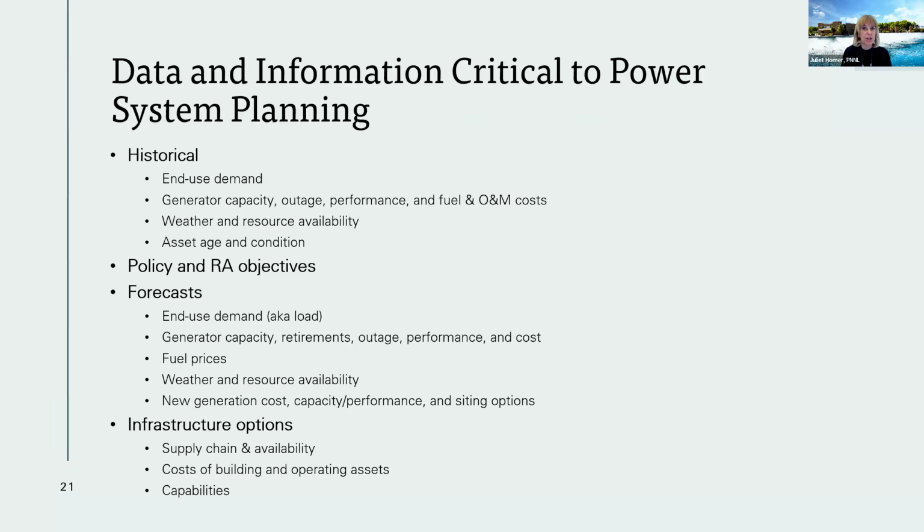Well, first, really understanding what happened in the past, historical information, super important. What was the demand in the past? What was the generator capacity? How did the generators perform? What did their outage look like? What were their fuel costs and O&M costs? What did the weather look like in the past and resource availability? And then what's the asset age and condition?